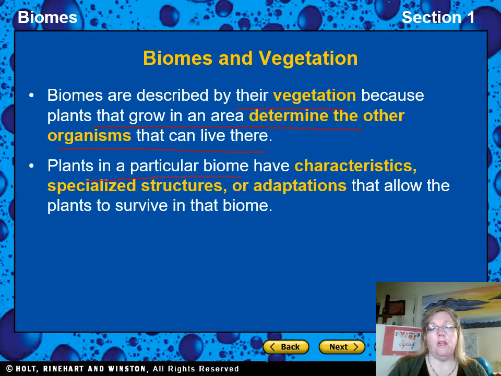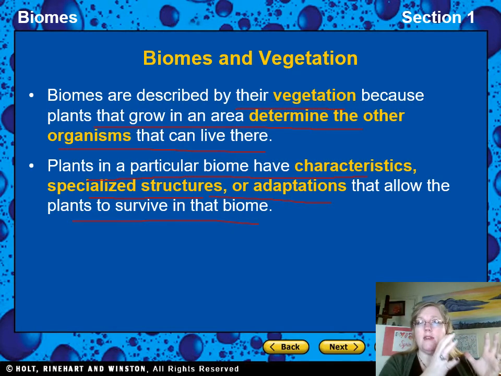So the plants in a particular biome will have characteristics and specialized structures or adaptations that will allow them to survive in that biome. Think about how a pine tree is adapted to live in a really cold taiga place, a really cold forest. Pine tree living in the cold forest. Compare that to a cactus that lives in a desert. Think about it. Those 2 plants are specifically adapted to their biomes. Okay, that's how it works.